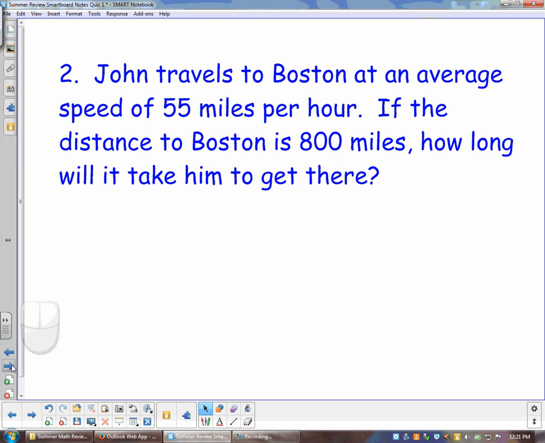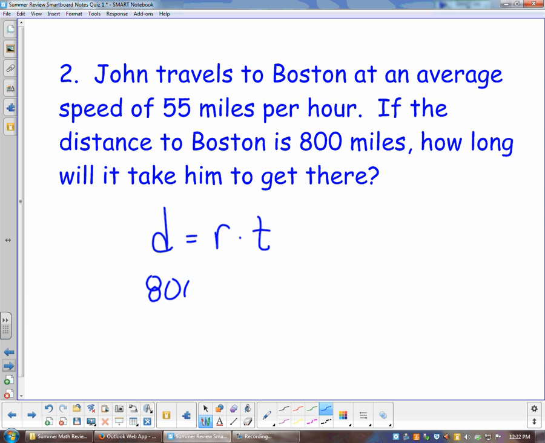This one says John travels to Boston at an average speed of 55 miles per hour. If the distance to Boston is 800 miles, how long will it take him to get there? So again, this one is going to need the formula distance equals rate times time. In this case, we can plug in the distance, which we know is 800, and the rate is 55 miles per hour. And the time is what we don't know, so we're going to solve for t here.